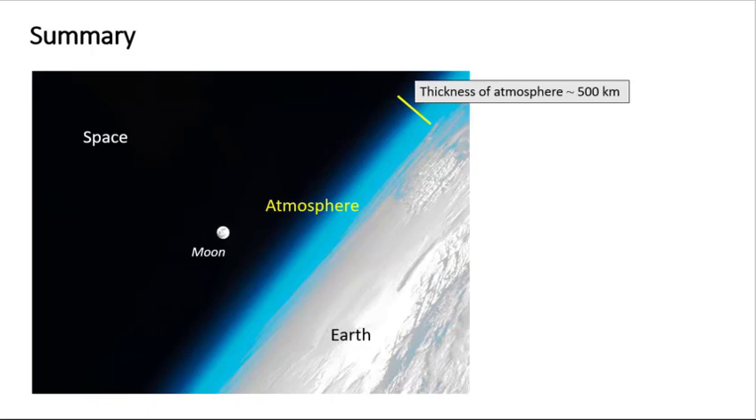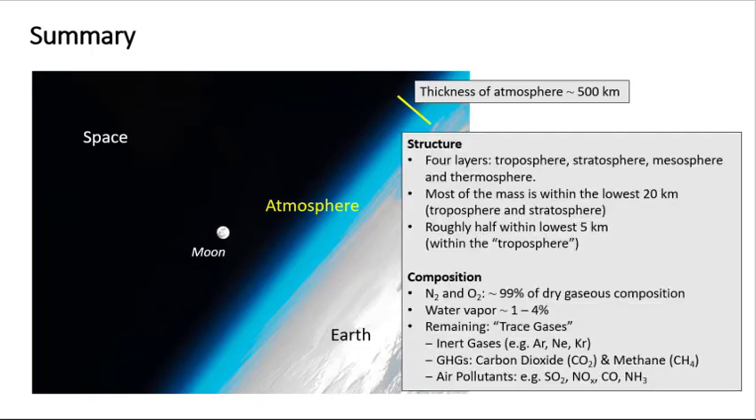So returning to our original photograph of the Earth from space, we can now add more based on what we just covered. Concerning structure, the overall depth of around 500 kilometers can be separated into 4 layers based on temperature profile: the troposphere, stratosphere, mesosphere, and thermosphere. Since density and pressure strongly decrease with height, most of this mass is within the lowest 20 kilometers, within the troposphere and stratosphere.